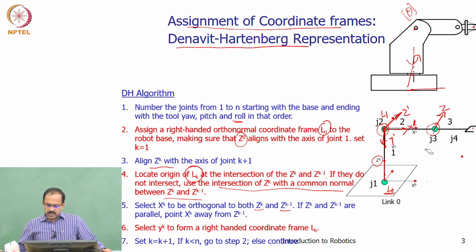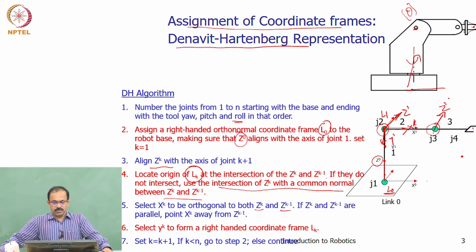Okay, so we got the z axis. Now we have to find the origin of the coordinate frame. How do we get the origin? Intersection of z1 and z2, right? So you want to find the intersection of the z1 axis and z2 axis. Where is the intersection? There is no intersection, right? So what will we do?